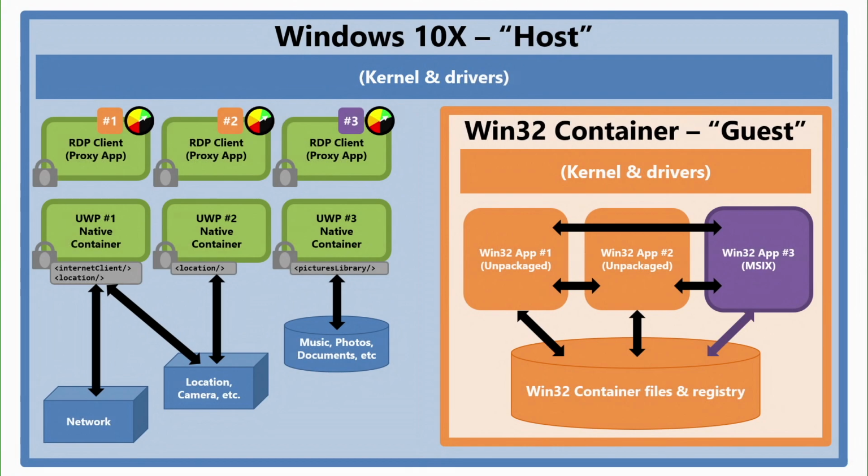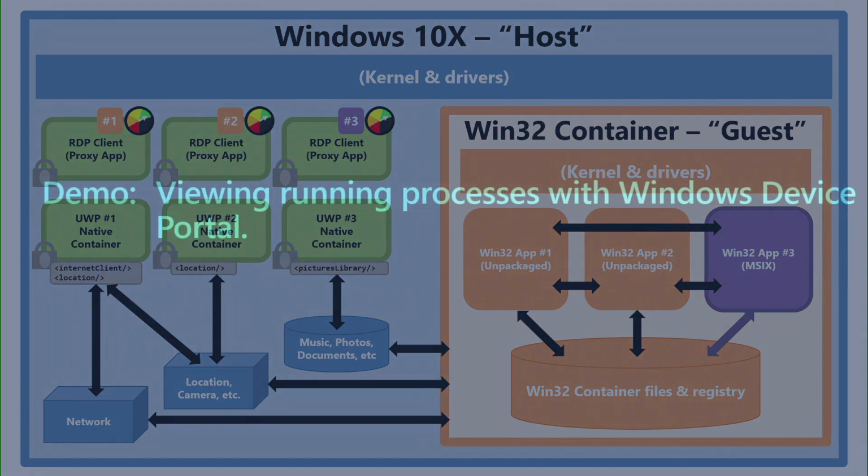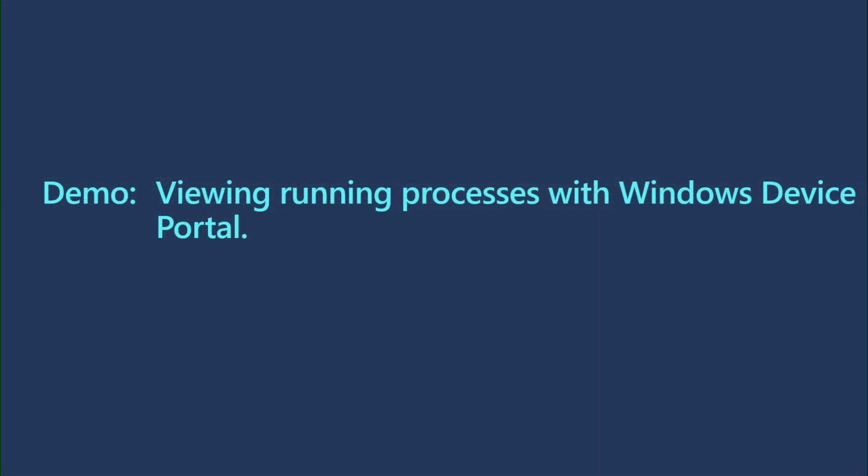And so the final piece of the puzzle is how these applications in the Win32 container can talk to those host resources, so the network, the location, and the libraries. And so there is a channel for the guest to talk to the host resources that kind of completes the picture of the high-level architecture for containers in Windows 10X. So to look at this a little bit in practice, let's go ahead and switch to a demo of looking at running processes with Windows Device Portal.